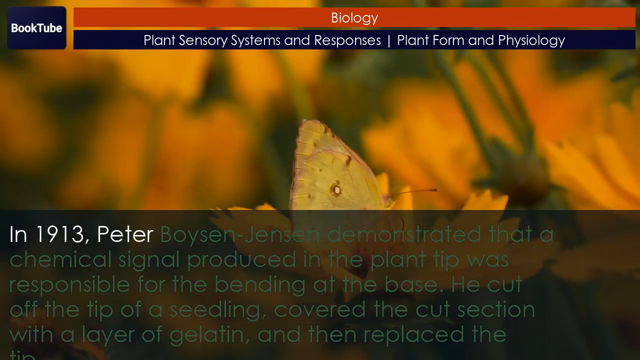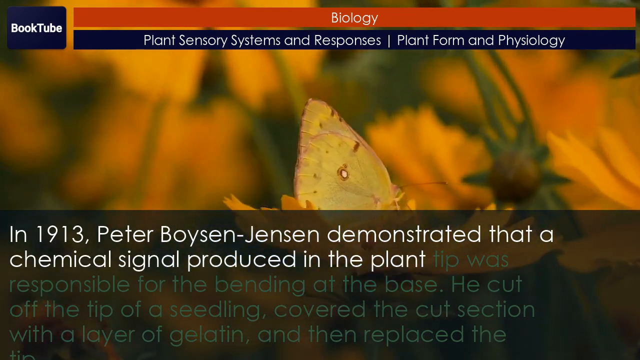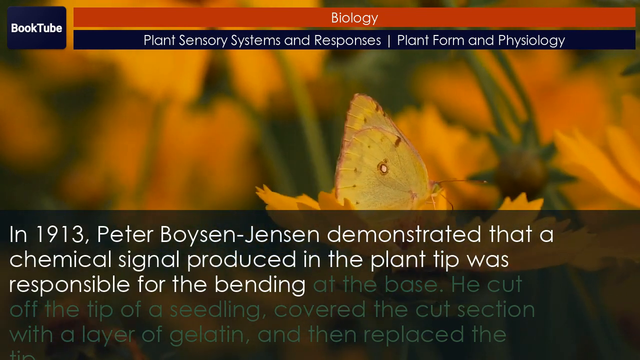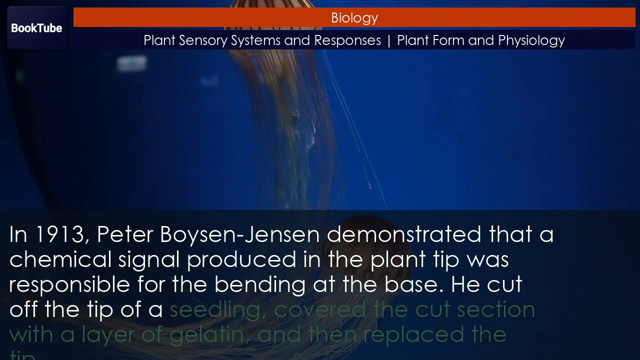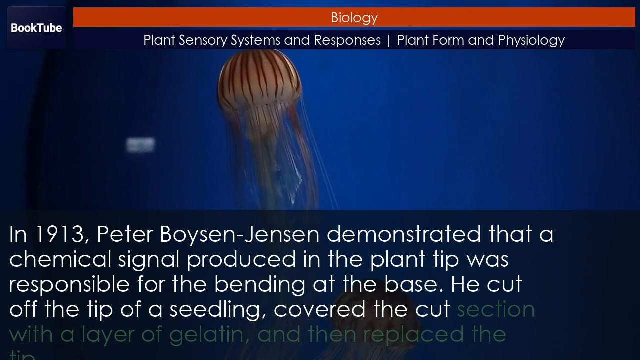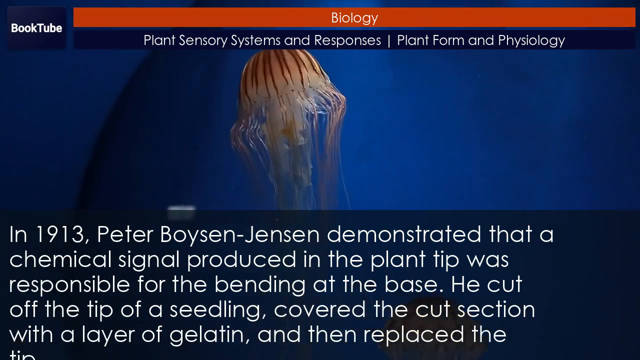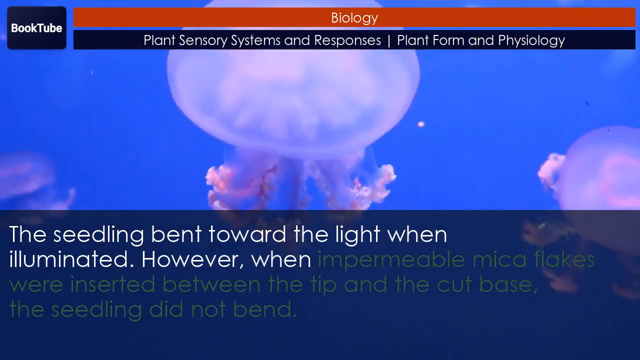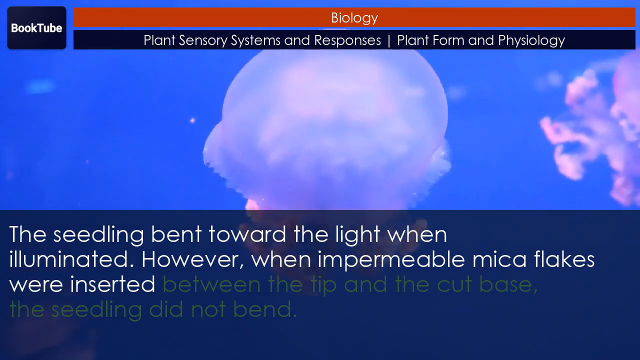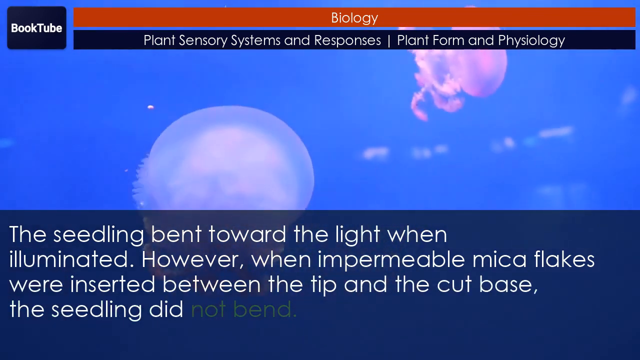In 1913, Peter Boysen Jensen demonstrated that a chemical signal produced in the plant tip was responsible for the bending at the base. He cut off the tip of a seedling, covered the cut section with a layer of gelatin, and then replaced the tip. The seedling bent toward the light when illuminated. However, when impermeable mica flakes were inserted between the tip and the cut base, the seedling did not bend.